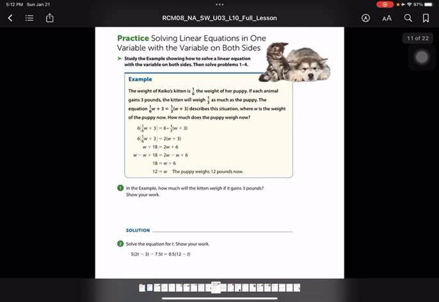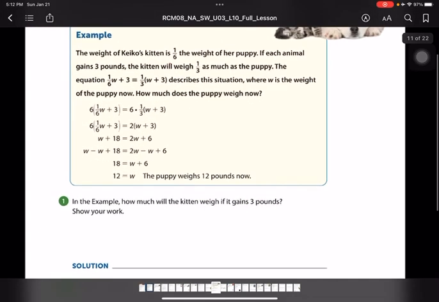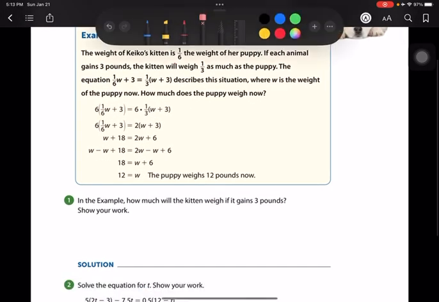All right, so the example talks about the weight of Kiko's kitten, which is 1/6 the weight of her puppy. If each animal gains 3 pounds, the kitten will weigh 1/3 as much as the puppy. The equation 1/6 W plus 3 equals 1/3 times the quantity W plus 2 describes the situation, where W is the weight of the puppy. Now, how much does the puppy weigh? So if you notice in this problem, they have already worked it out. So I'm just going to go through and explain a couple of things that they did in the problem.